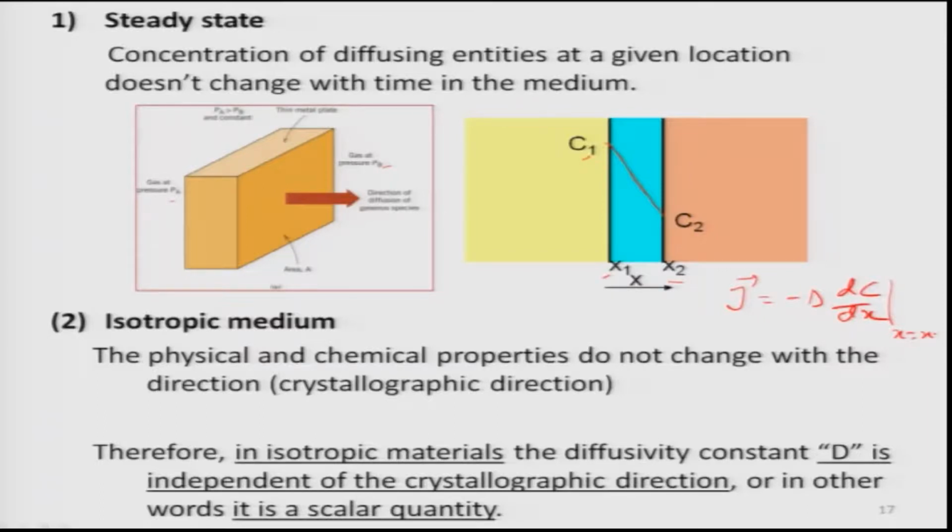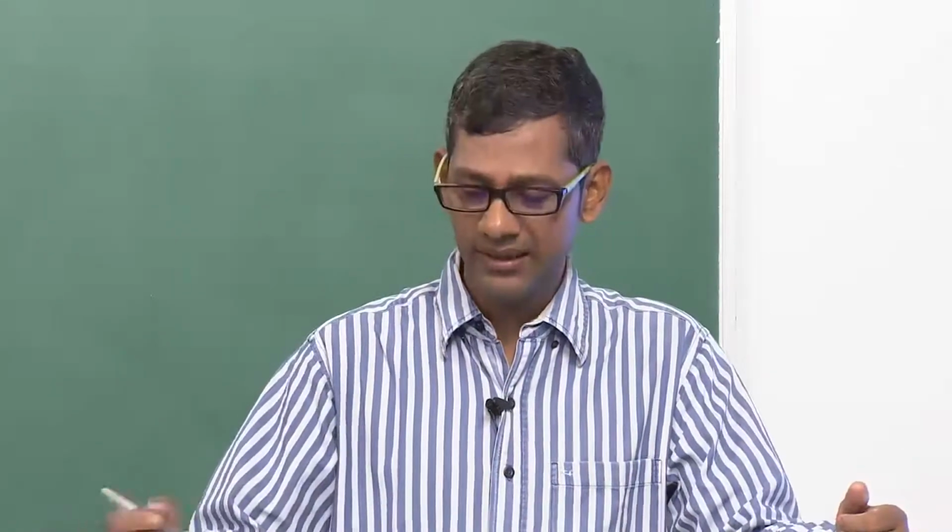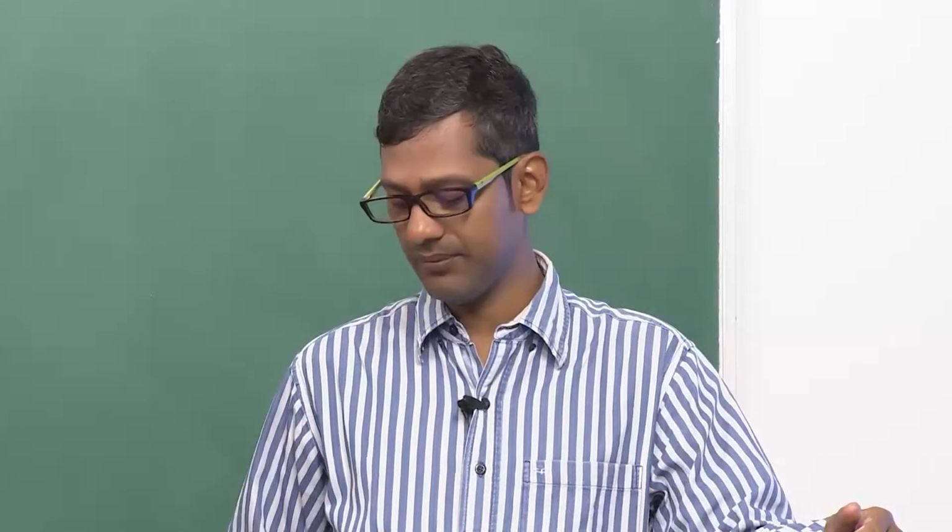But this derivation comes after making certain assumptions, and we always assume an isotropic medium. That means the physical and chemical properties of this system, the thin metal plate, do not depend on the crystallographic directions. It is all the same. It is an isotropic system. Therefore, in an isotropic material, the diffusivity constant D is also independent of the crystallographic directions. In other words, this is a scalar quantity. D becomes a scalar quantity because it is independent of time, independent of directions x, y, z, anything. So we can treat it like a scalar quantity. It is not strictly a scalar quantity, and we can also integrate because this is a differential form of equation. Integration is required very easily to get the total flux and all this stuff.